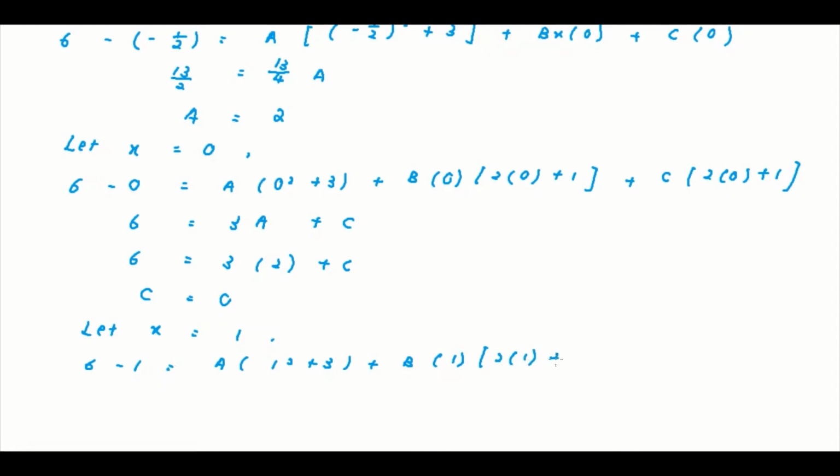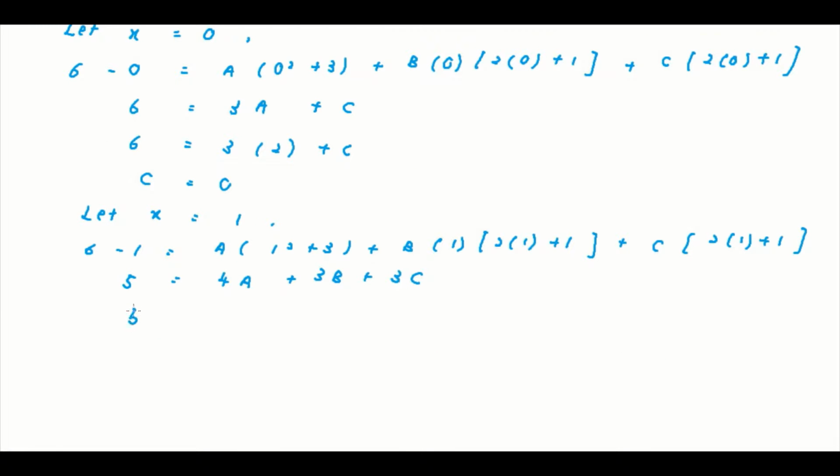2 1 plus 1 plus C, 2 1 plus 1. Okay, so 5 equals 3 4A plus 1 2 3 3B plus 3C also. So now we can substitute the number that we got. So 5 equals, our A is 2, the B is the number that we want to find, and C is 0. So we have 3B equal to -3, so my B will be equal to -1.